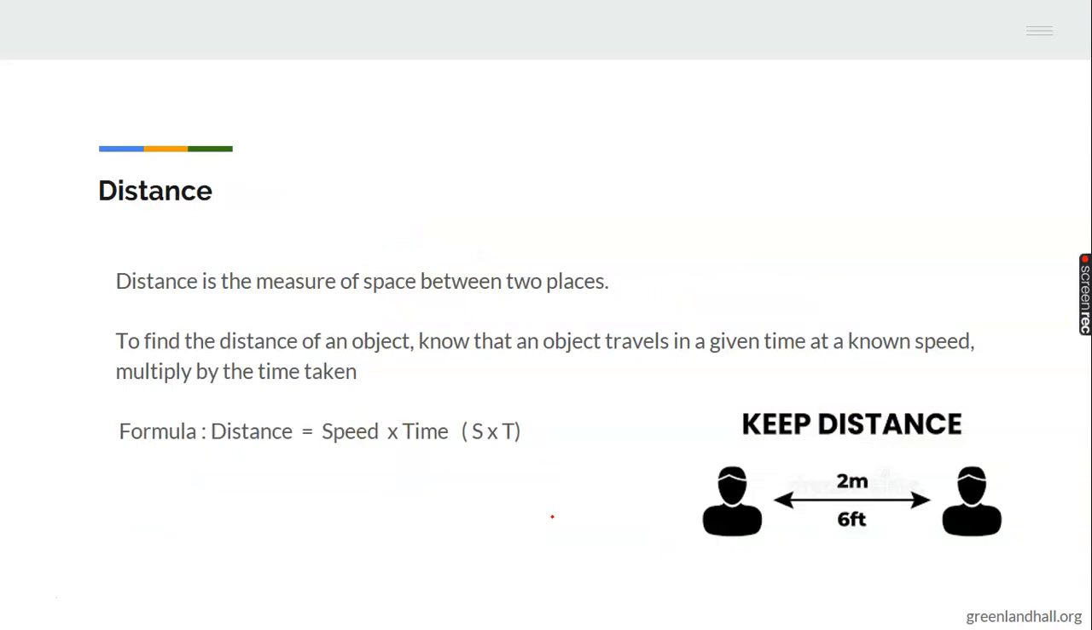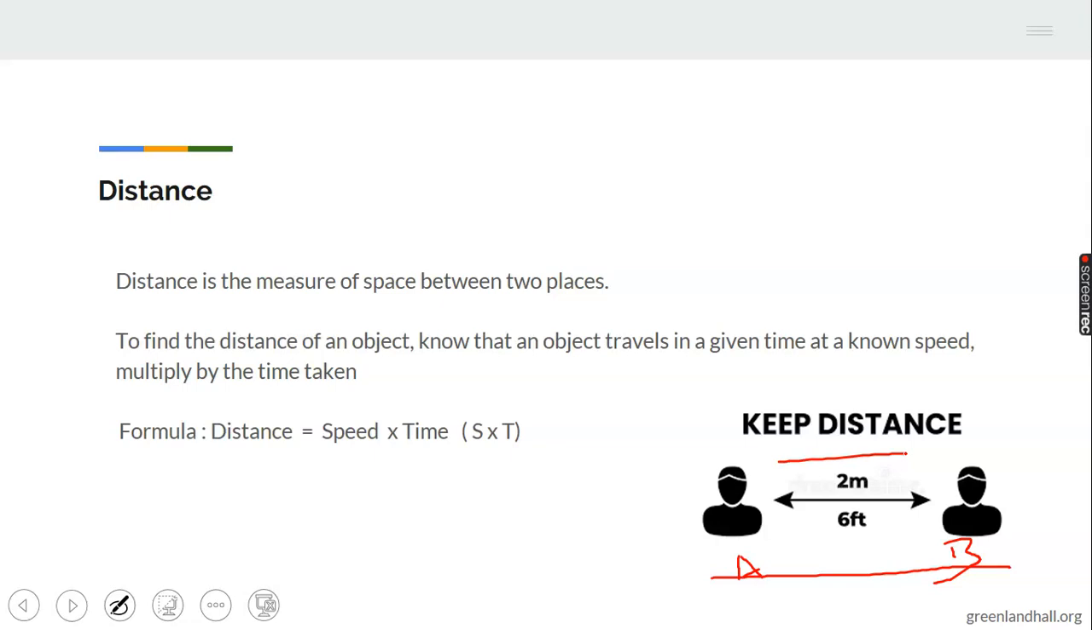Distance is the measure of space between two places. You can see between this person A and this person B, we have a distance of 2 meters, or you can call it 6 feet. Thank God for the social distancing that we are observing now because of the pandemic, COVID-19, that is very rampant. We have been told to keep our distance, 2 meters or 6 feet. That's distance.